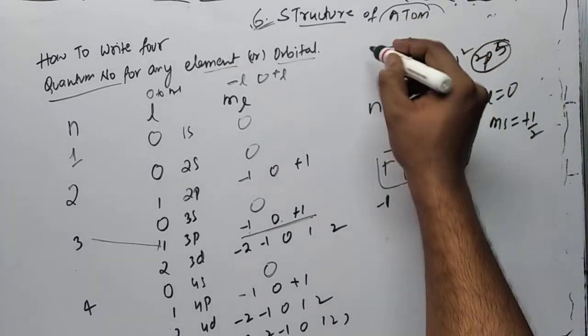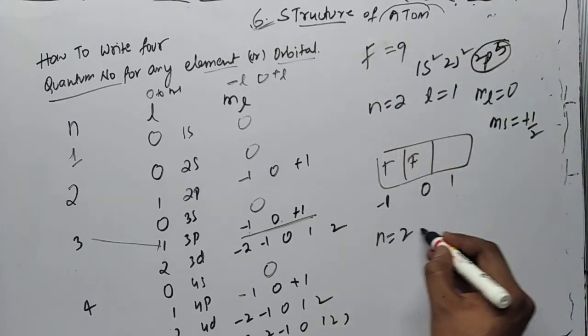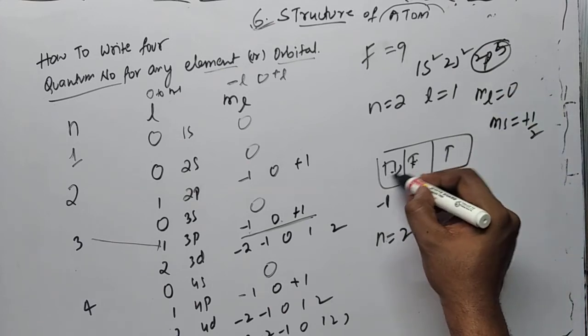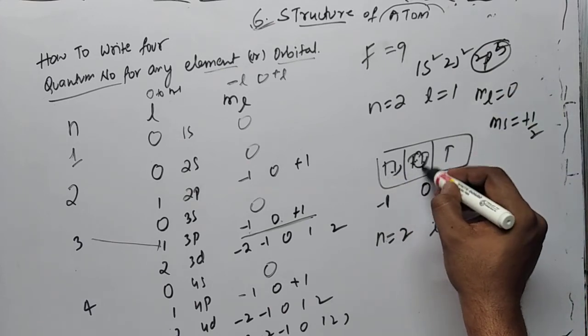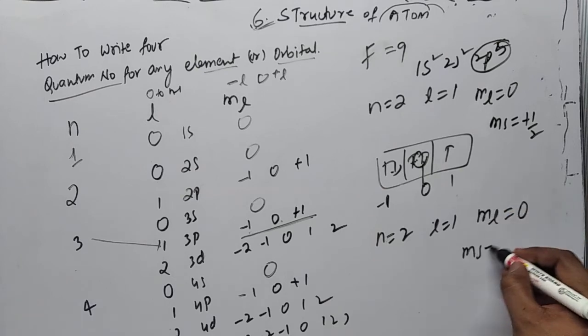So this is for fluorine, whose atomic number is 9. Same, we have n value 2, L value 1. So 5 electrons, 1, 2, 3, 4, 5. The fifth electron is present in 0. So its ml value will be 0, but ms value will be minus half.